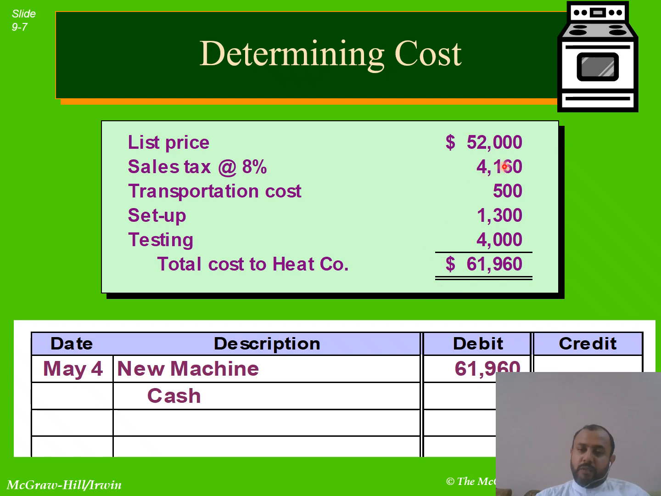Remember, we have to add all such kinds of cost before making the machine ready for use. So all these costs will be added in the price of 52,000. So we'll make the journal entry by $61,960. This is the acquisition of plant asset.